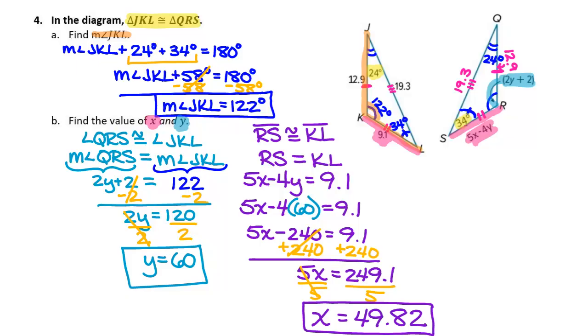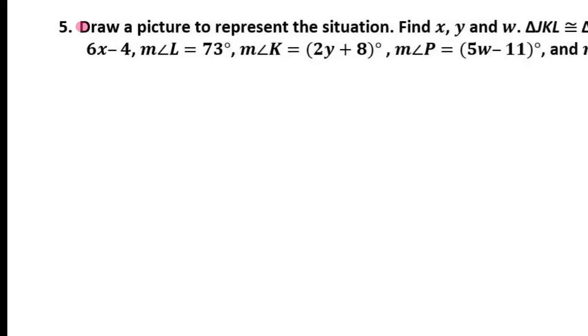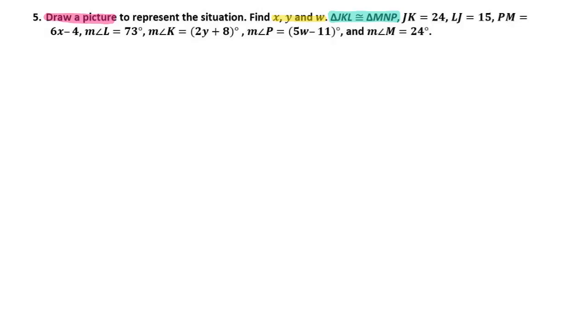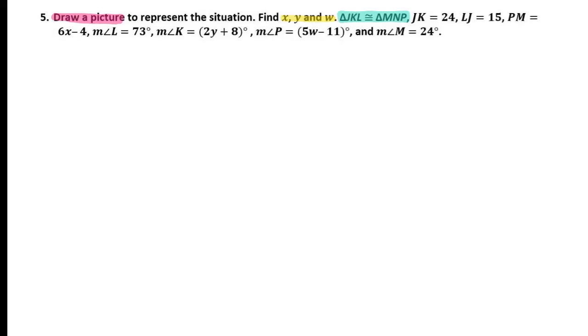Let's go look at number 5. What's the first piece of the directions on number 5? Draw a picture to represent the situation. The next thing I notice as I'm reading the directions is it says we need to find x, y, and w. And then I see this. It gives me a triangle congruence statement. How many triangles are listed there in that triangle congruence statement? Two triangles. So when it says to draw a picture to represent the situation, I know I need to draw two triangles.